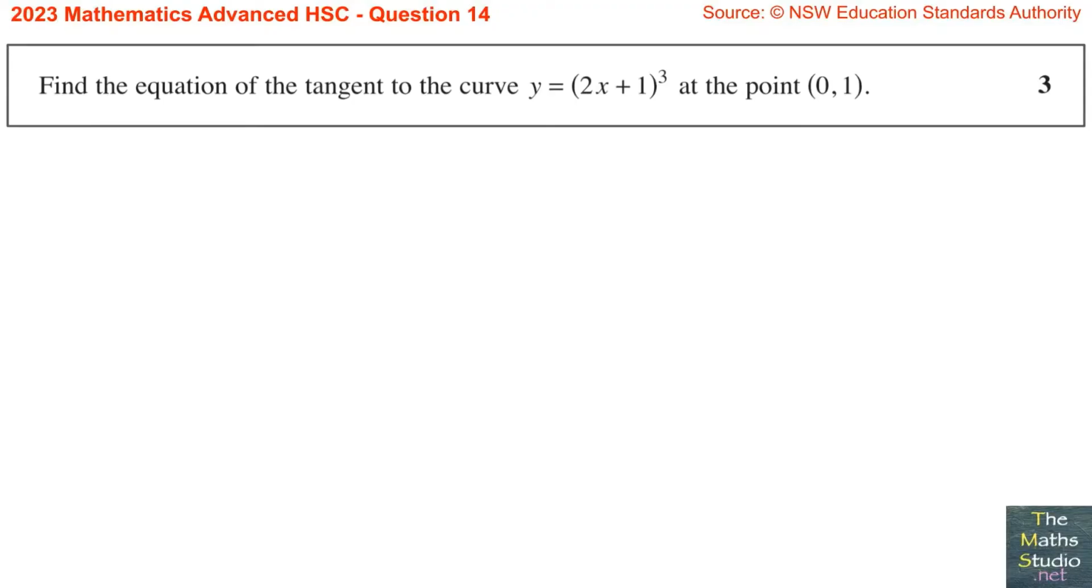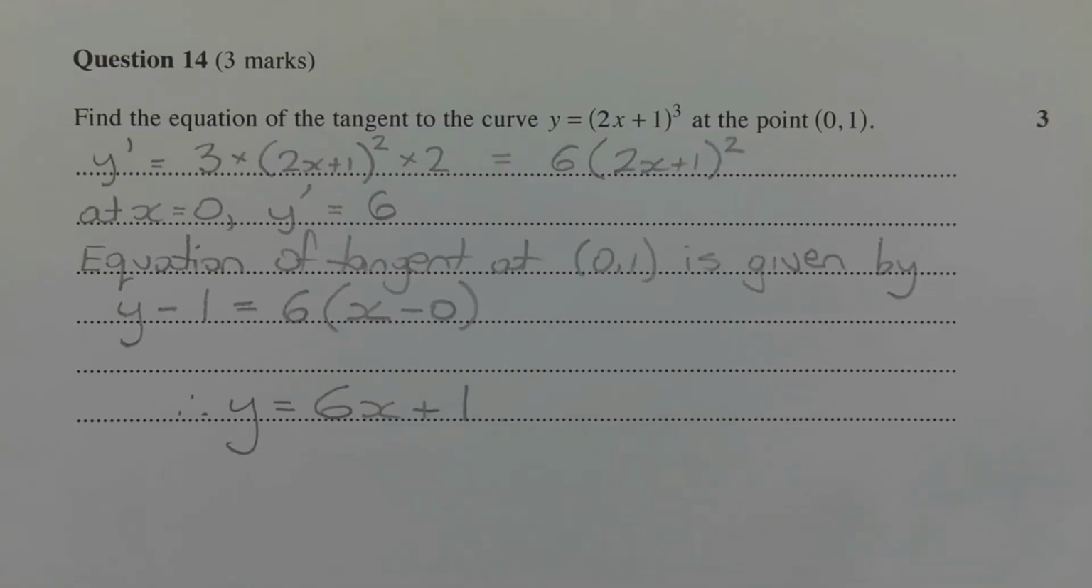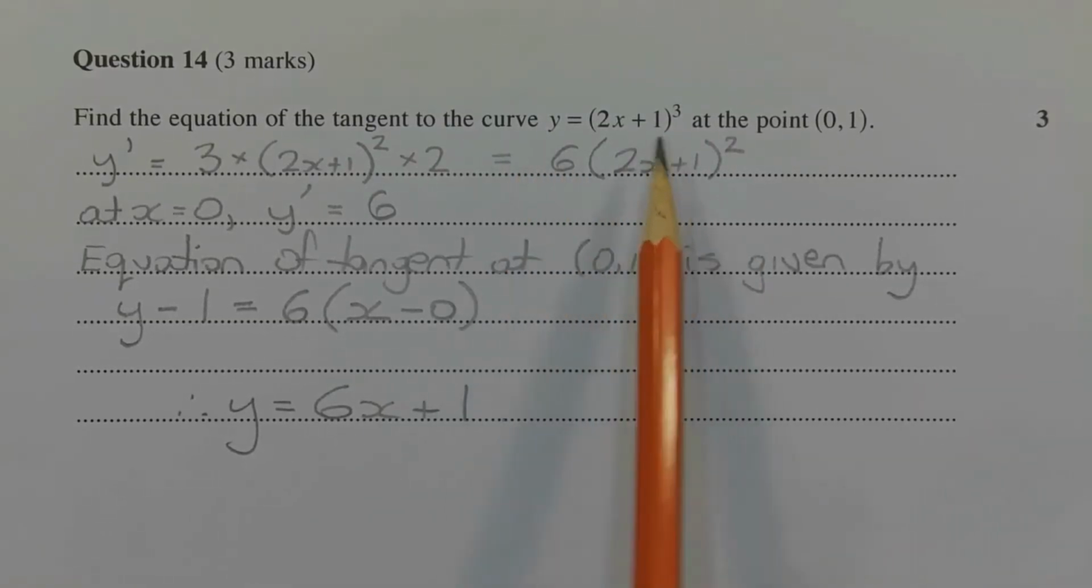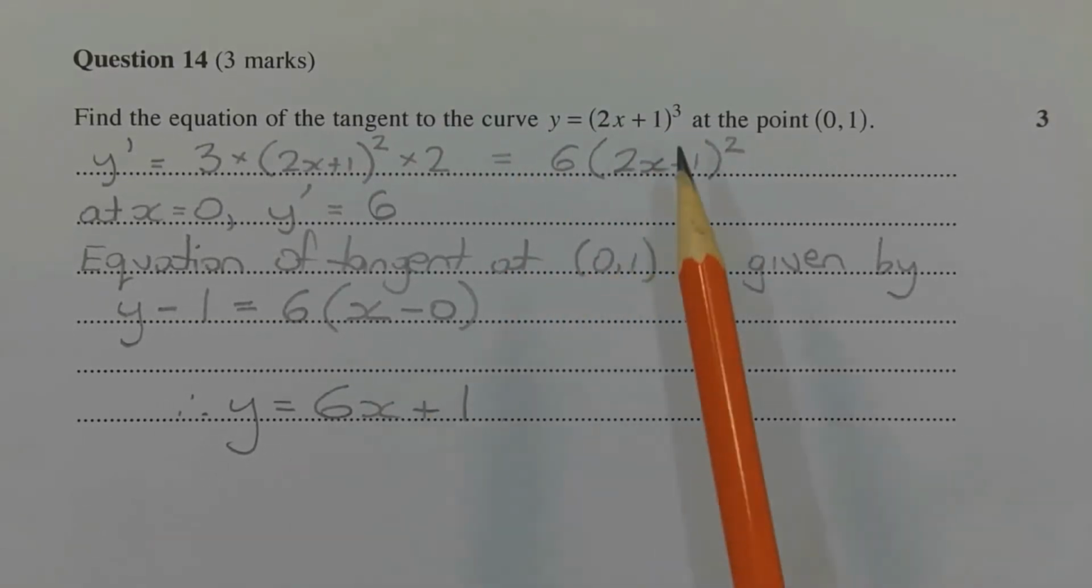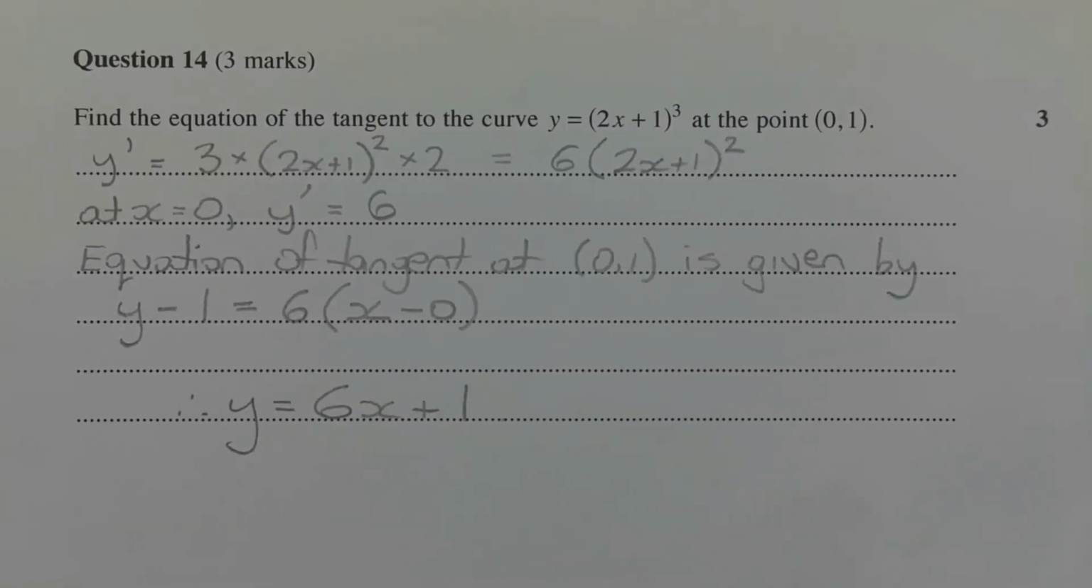Question 14. Find the equation of the tangent to the curve y equals (2x plus 1) to the power of 3 at the point (0, 1). The first thing we need to do is to differentiate this function with respect to x. Now we have a function of a function, or in other words, a composite function. And because it's a composite function, we need to apply the chain rule to differentiate it.